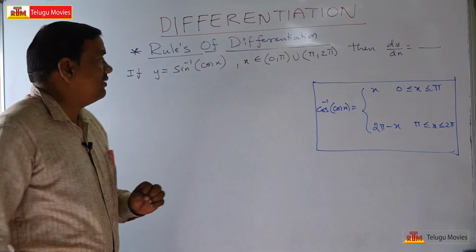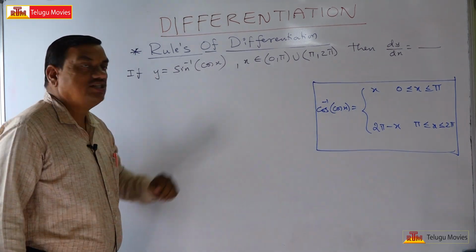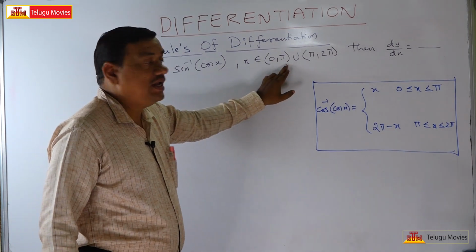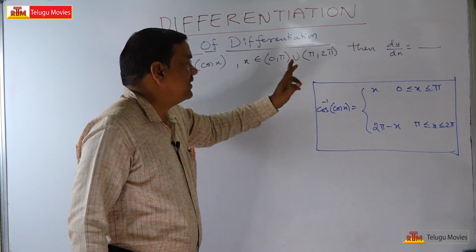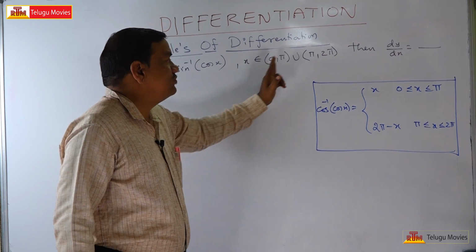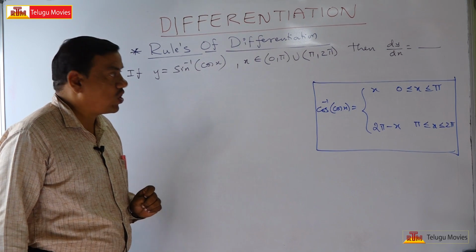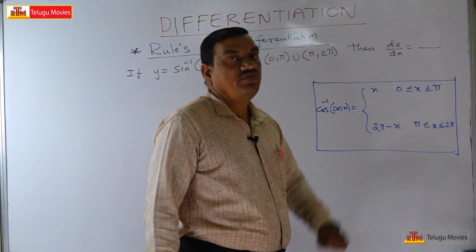Dear students, welcome to this problem. y is equal to sin inverse of cos x, where x belongs to 0 to pi union pi to 2 pi. That means except pi, from 0 to 2 pi, the function is defined as y is equal to sin inverse of cos x. Then what is the derivative of that function?